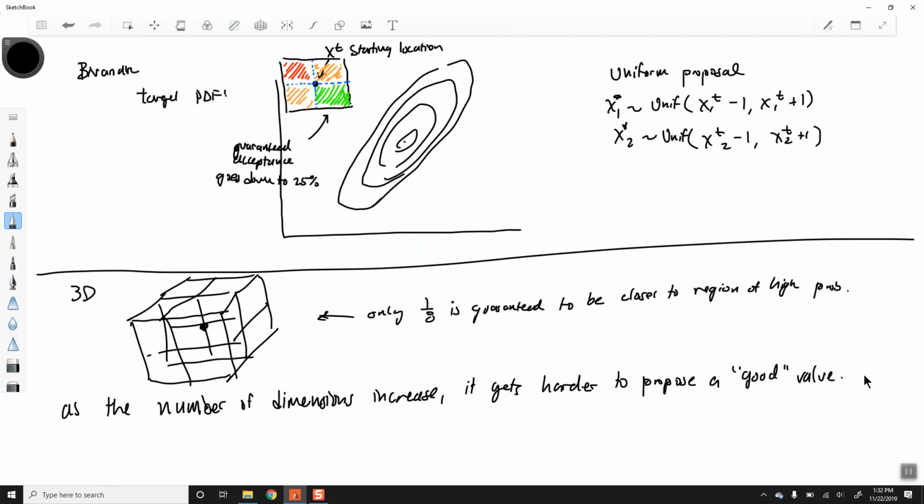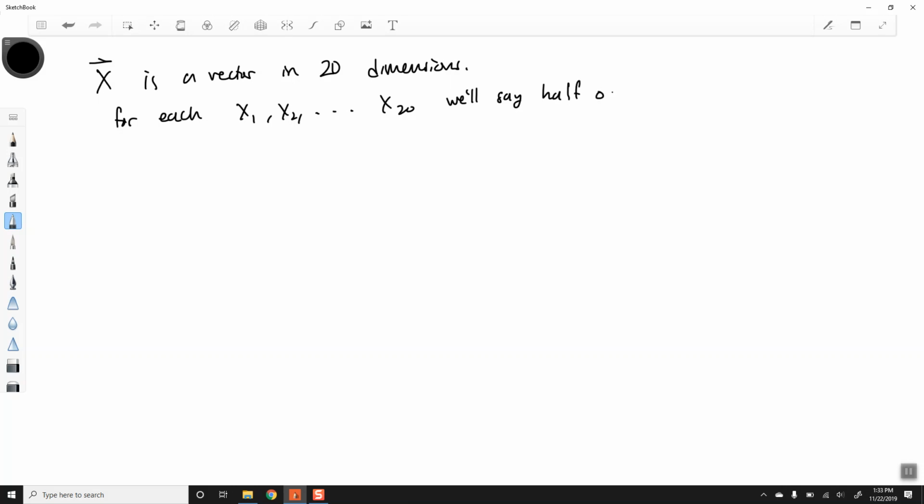So if you have something in like 20 dimensions, and let's say in each of the dimensions you're using these uniform proposals, and this would not be a good idea for this exact reason, but if you have x as a vector in 20 dimensions, and then we'll say for each of x1, x2, all the way up to x20, half of proposed values are good.